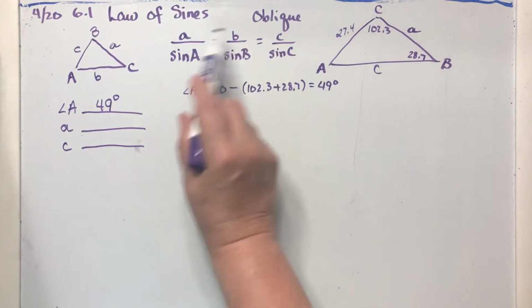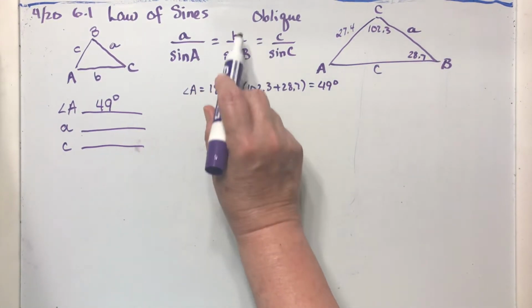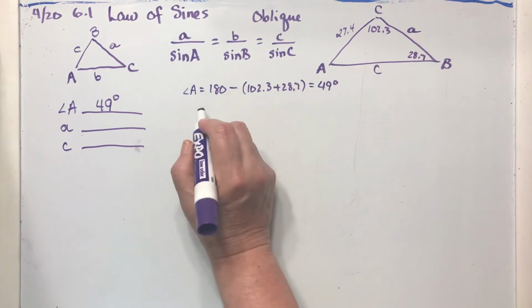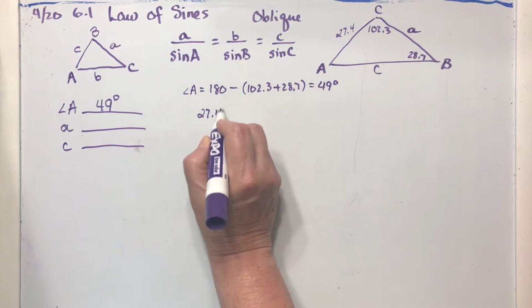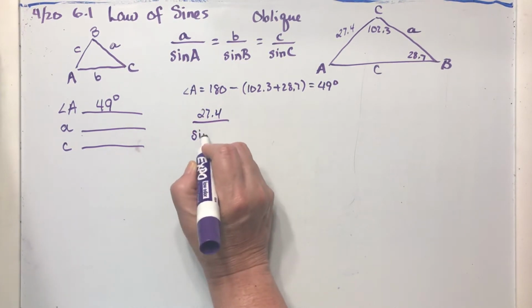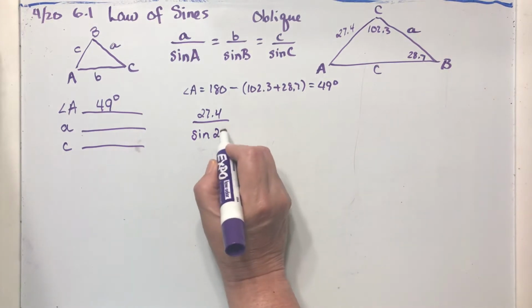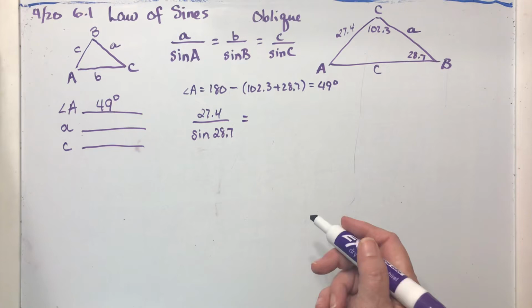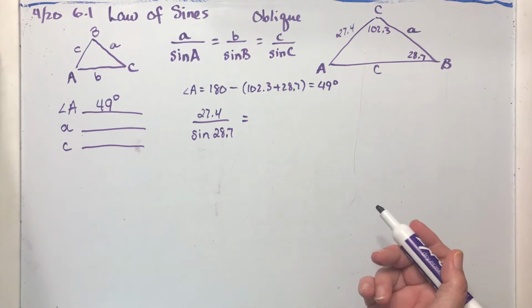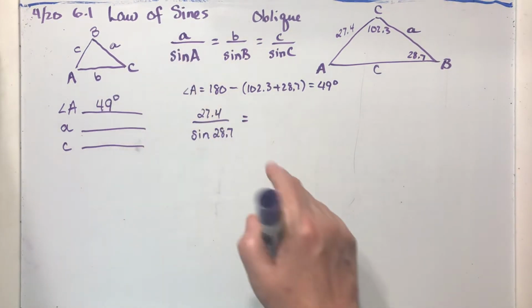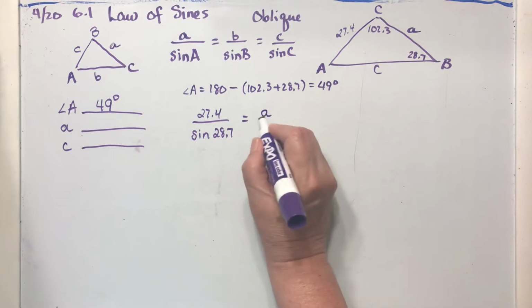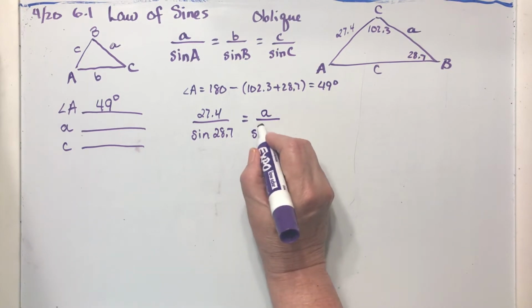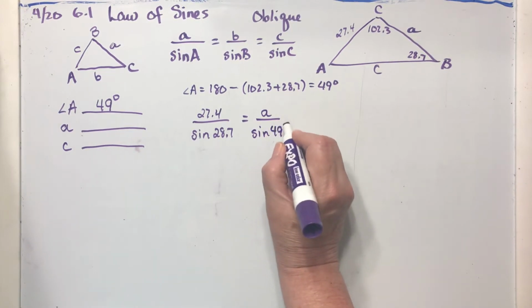So according to our law of sines, side b, which is 27.4, divided by the sine of B, which is 28.7 degrees, equals. And now we could either find a first or c first. It doesn't matter. Since we know angle A, we can go ahead and find side a now. So it's going to be little a over the sine of 49 degrees.